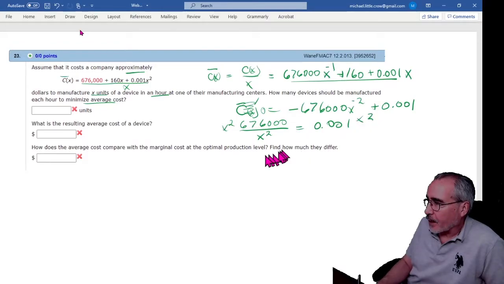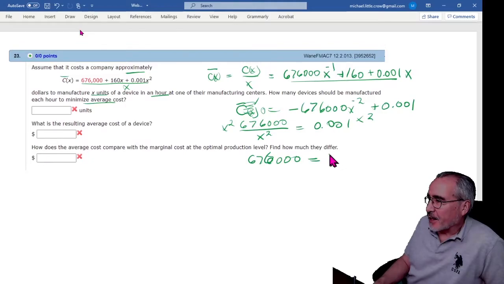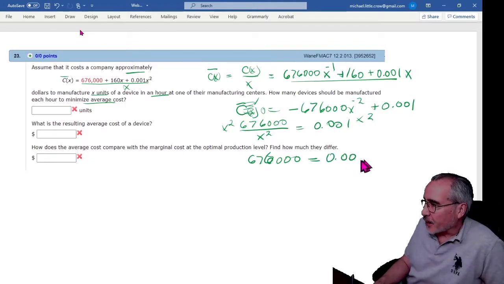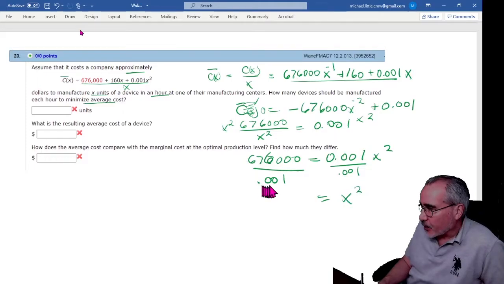And we get 676,000, 676. So my major problem is copy errors. And then we divide both sides by 0.001. So that gives us x squared. Now when you divide by a decimal, it actually makes the number bigger. So we're going to get bigger by 1,000. So this is going to be 676, 1, 2, 3, 1, 2, 3.